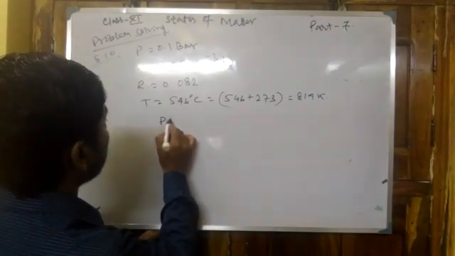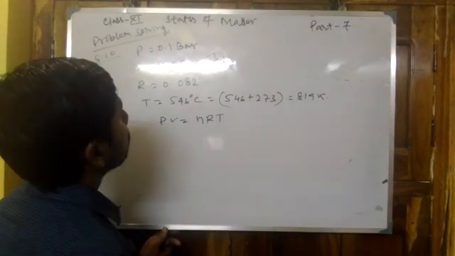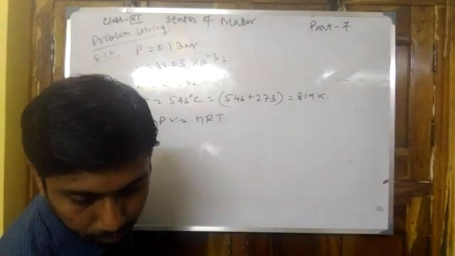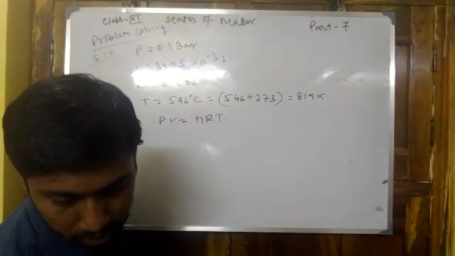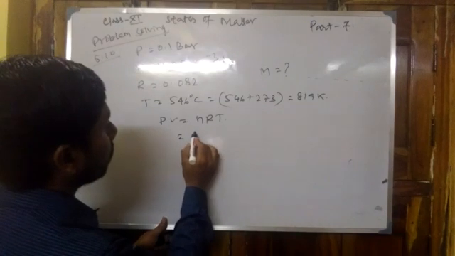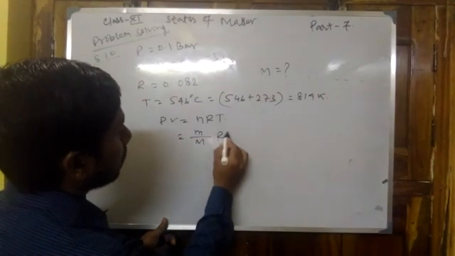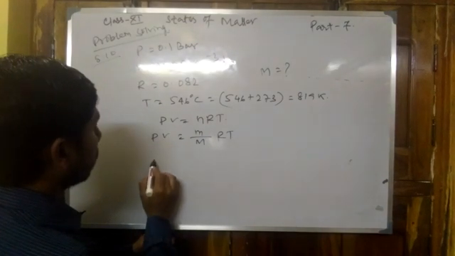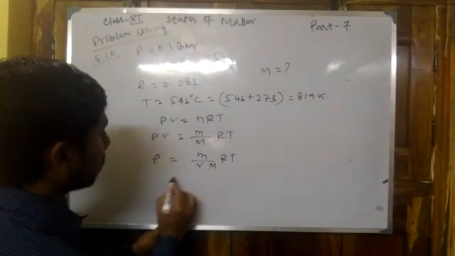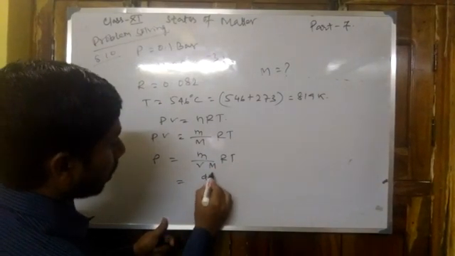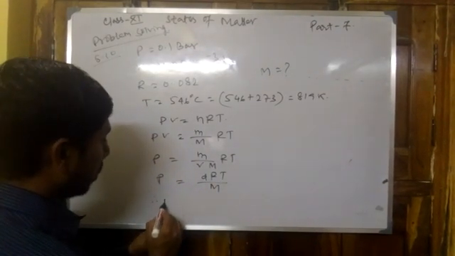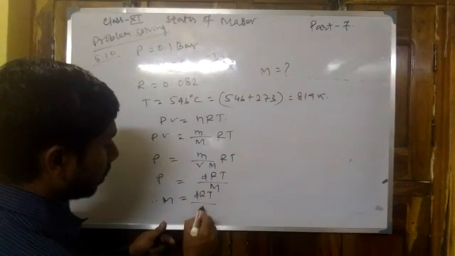Now we know that PV equal to nRT. So what do we have to calculate? We have to calculate the molar mass, M. Now if we convert n by this data, then P equal to m by V into RT by capital M. Now m by V is equal to d, so capital M equals dRT by P.